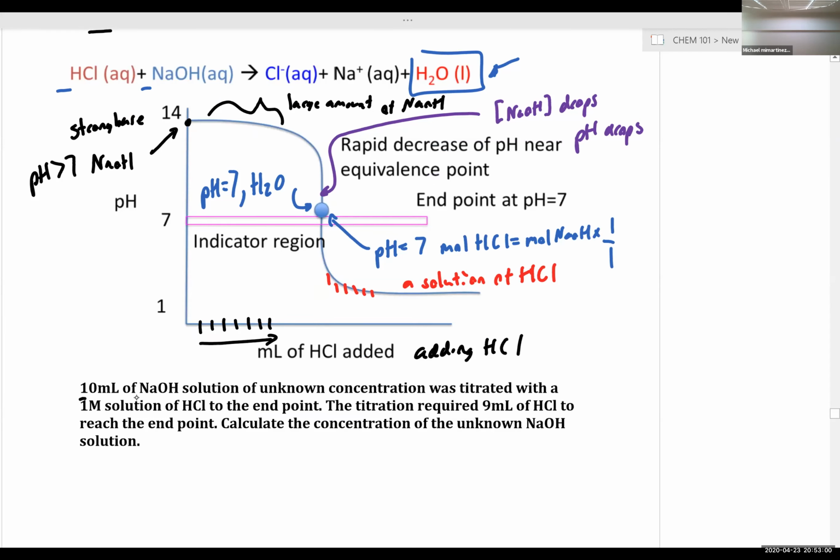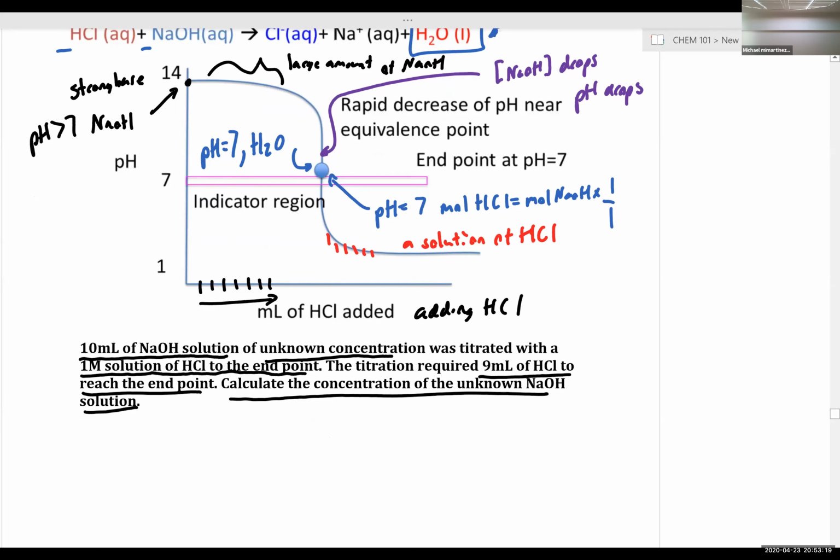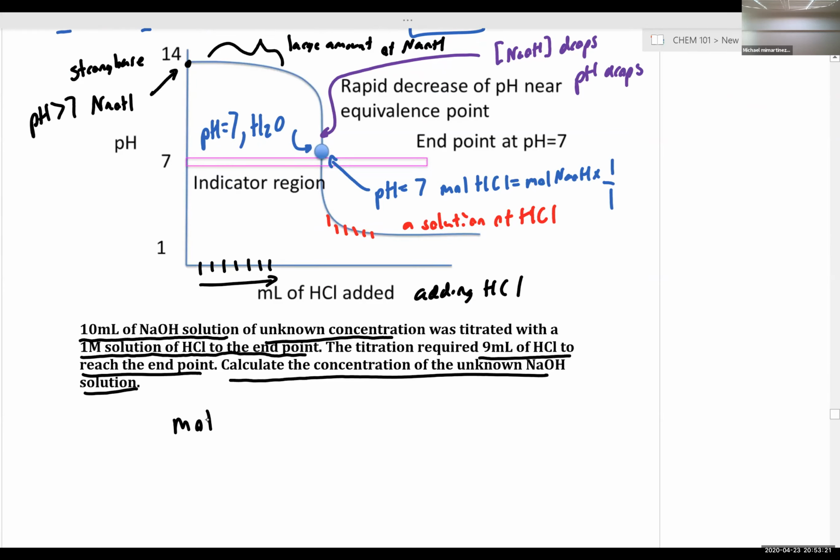So 10 milliliters of a sodium hydroxide solution of unknown concentration was titrated with a 1 molar solution of hydrochloric acid to the endpoint. The titration required 9 milliliters of HCl to reach the endpoint. We're asked to calculate the concentration of the unknown sodium hydroxide solution. So we're going to start from our basics. At the equivalence point, the moles of HCl equal the moles of NaOH times 1 mole of HCl per mole of NaOH. We get this from our equation.